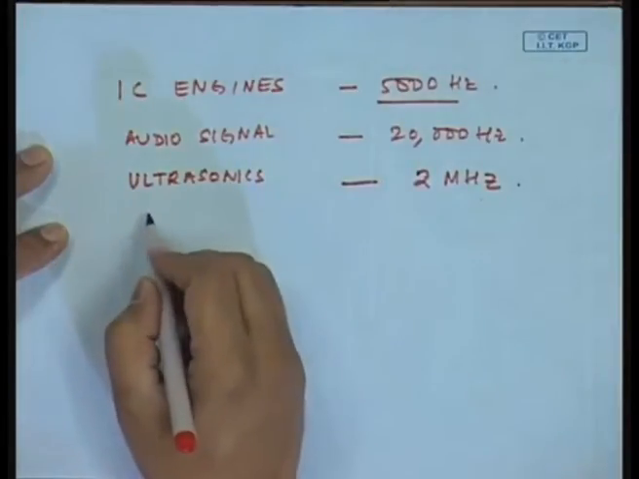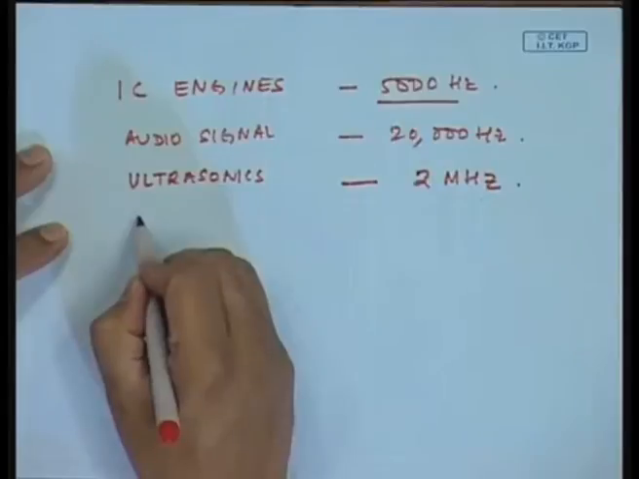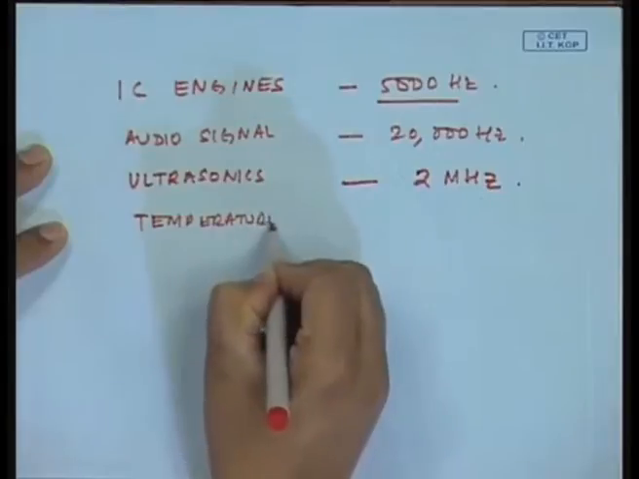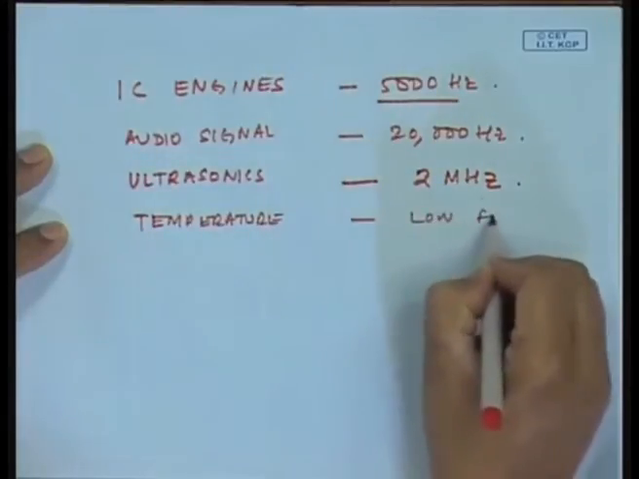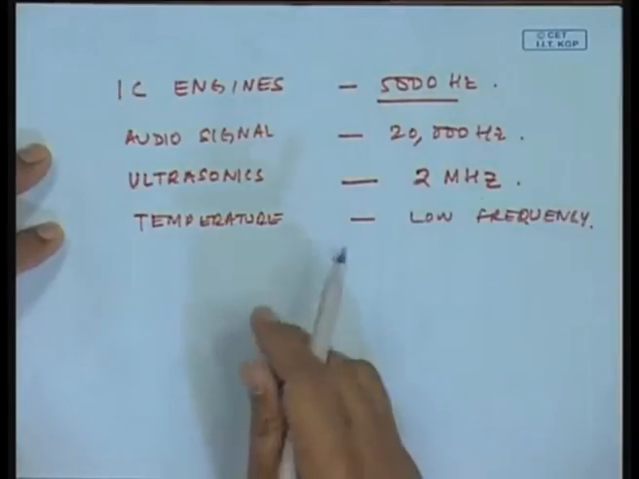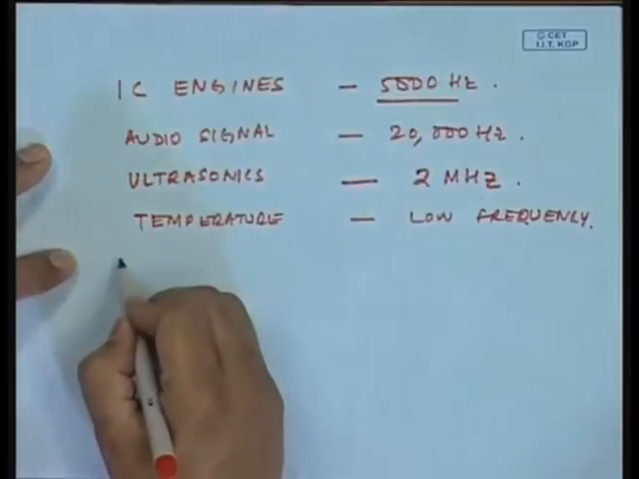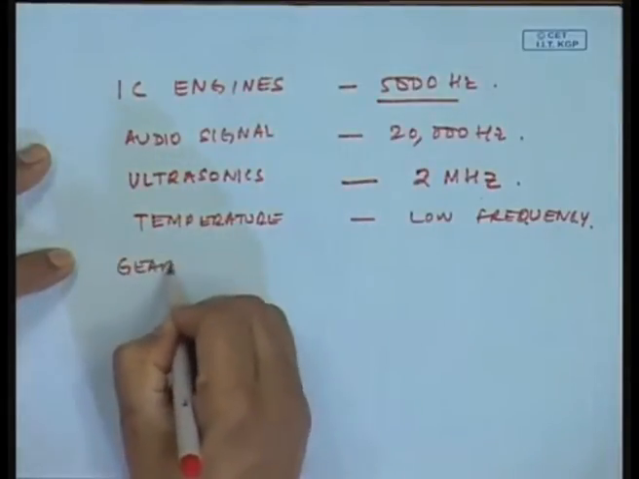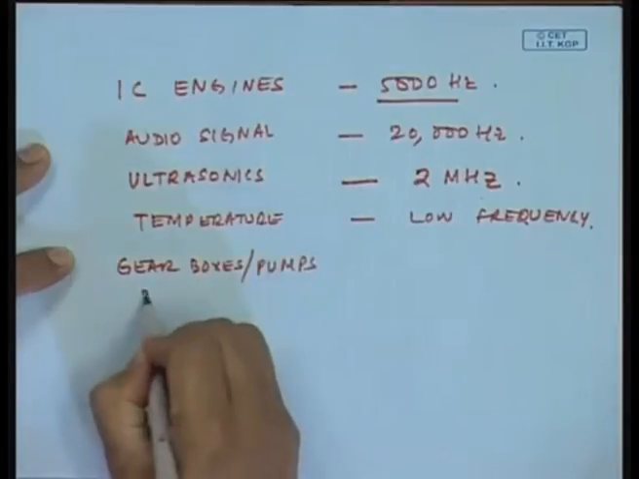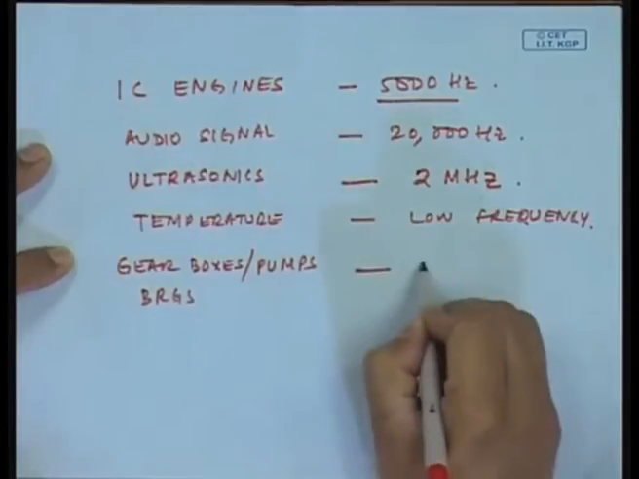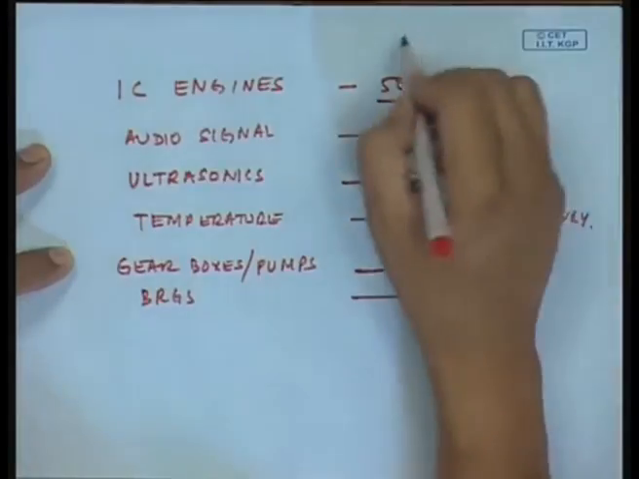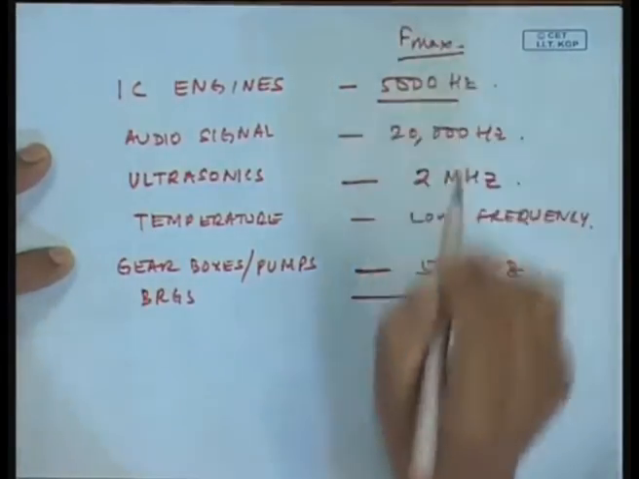I am talking about, say, temperature signals: low frequency, almost constant. So, for example, gearboxes, pumps, bearings, we are good up to 5000 hertz, I would say. So, these are typical F max of signals.